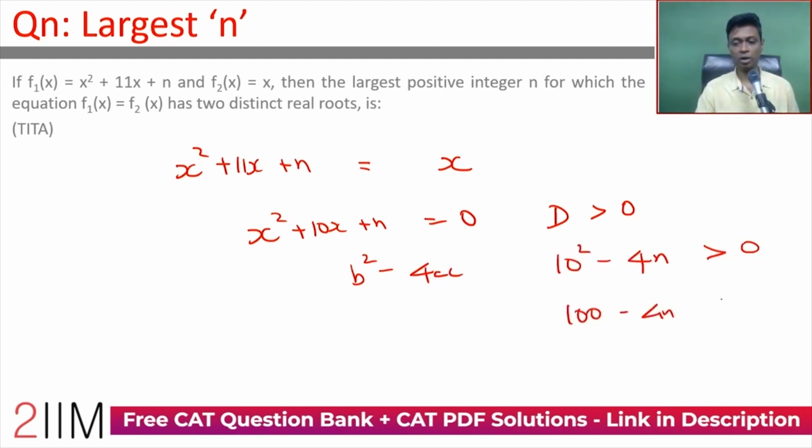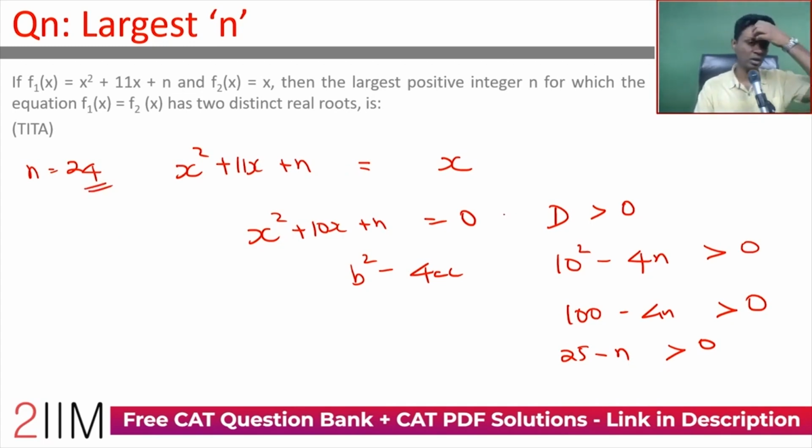100 minus 4n greater than 0, or 25 minus n greater than 0, or the maximum positive integer n can take is 24. If n were 25, this will have equal real roots. Anything more than 25, this will have no real roots. If you want 2 distinct real roots, n has to be less than 25. Largest positive integer less than 25, that is 24. Equate these two, get to the quadratic, and then put discriminant greater than 0.